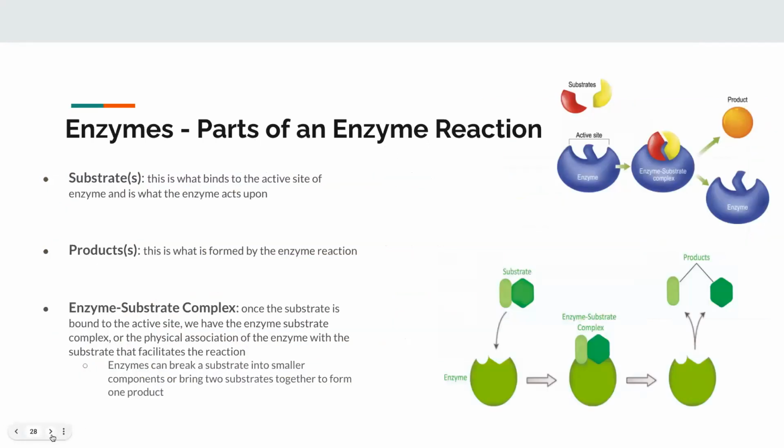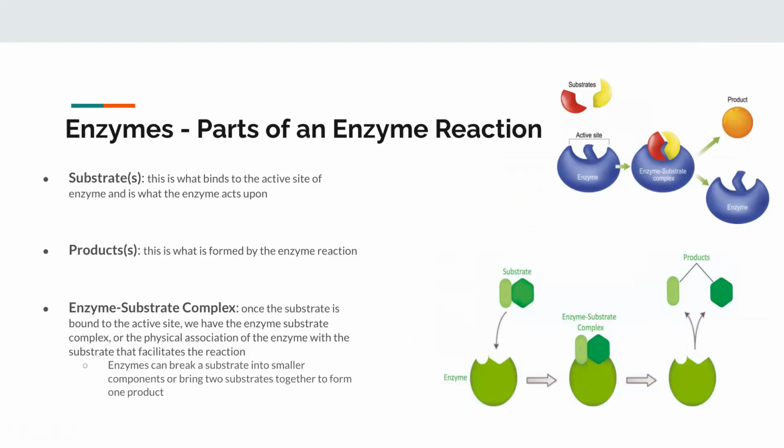Cool. So now we'll just go over the parts of an enzyme reaction just to be comfortable with the terminology. So you have your substrate, and that's what's going to bind to the active site of the enzyme. And this is what the enzyme is causing change to. You have the product or products. This is what's formed by the reaction.